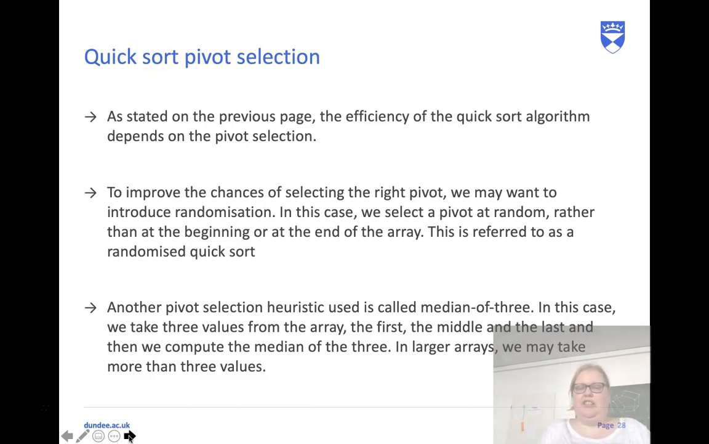In this case, we take 3 values from an array, the first, the middle, and the last, and then we compute the median of 3. In larger arrays, we might actually take more than 3 values. And we take that median and we use that as the pivot. There's quite a few heuristics or ways that you can choose a good pivot. And actually, it's a really important thing to do, because the better the pivot, the better the behaviour you get, and the closer you get to that perfect big O n log n complexity.